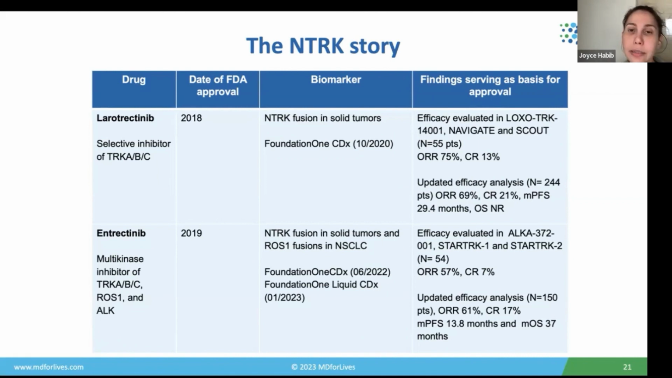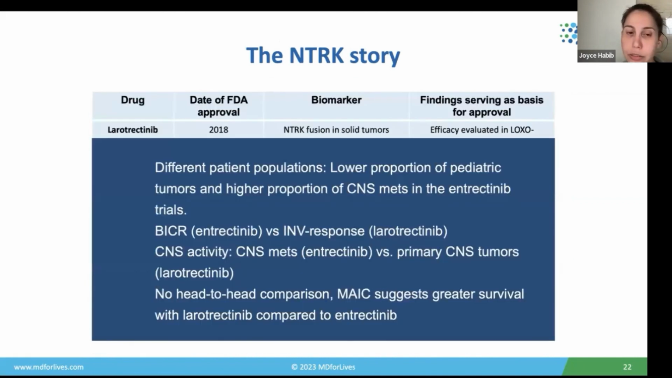Bear in mind that the larotrectinib and entrectinib trials enrolled different patient populations. For instance, in the entrectinib trial, you had a higher proportion of patients with CNS metastasis. These tend to have worse response and worse outcome. And there were far fewer patients with pediatric tumors compared to the larotrectinib arm. The larotrectinib trials having pediatric tumors, these tend to have dramatic responses to the NTRK inhibitor and more improved outcomes. So this may have led to this huge difference in PFS.